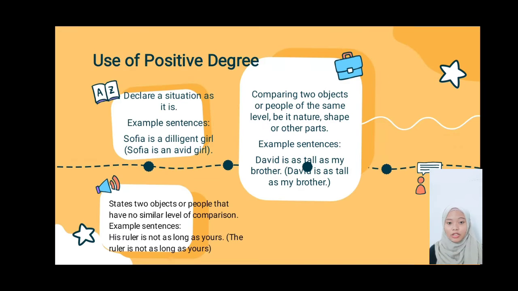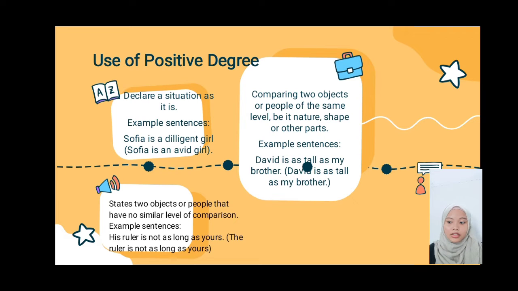What are the uses of positive degree? Okay, positive degree can declare a situation as it is. Example sentence: Sophia is a diligent girl. The second use of positive degree is comparing objects or people of the same level, be it nature, shape, or other parts. Example sentence: David is as tall as my brother.